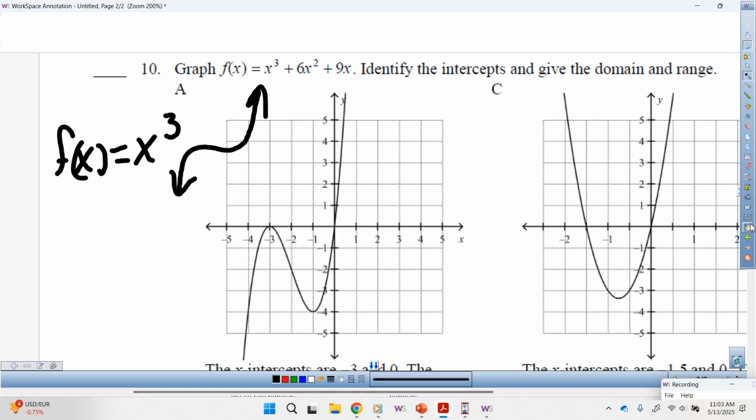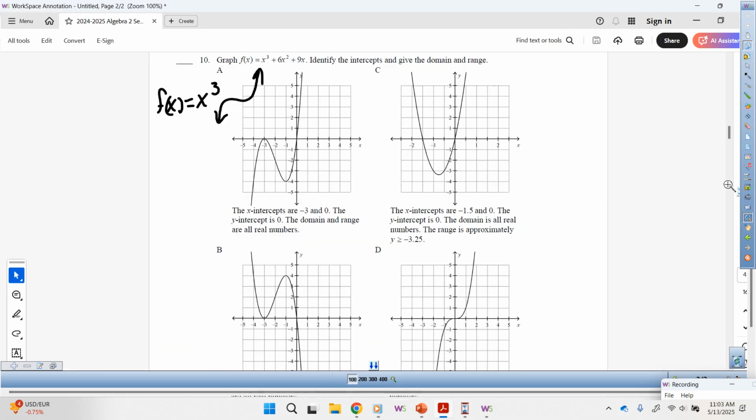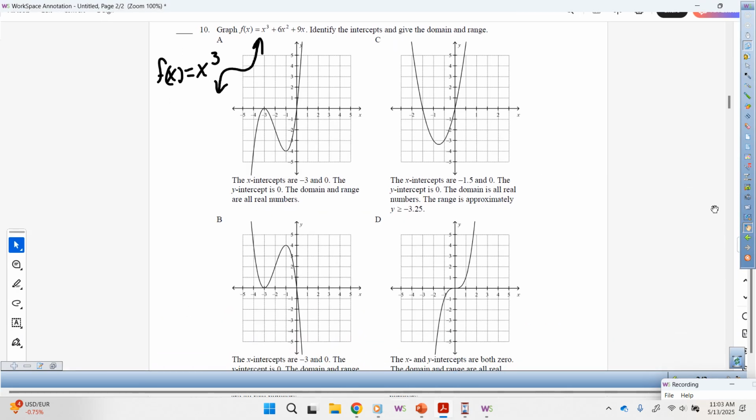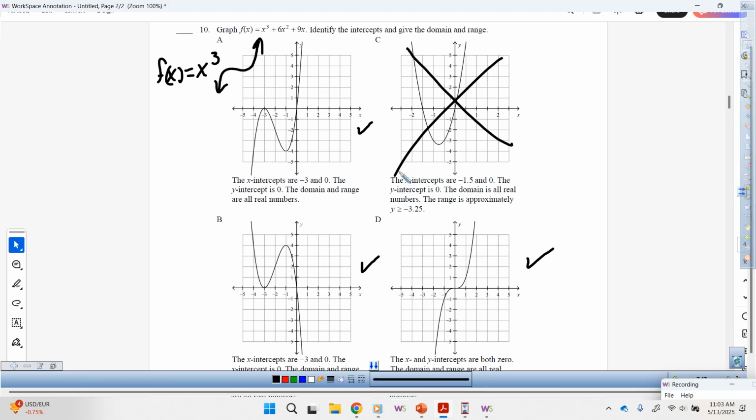Which means the graph has to look something like this. So, just by looking at it, let me zoom out. Which of those look something like that? Tell your neighbor, which of those look something like that? Yeah, it's either A, B, or D. C is not because it's a quadratic, so right away we exclude that one.